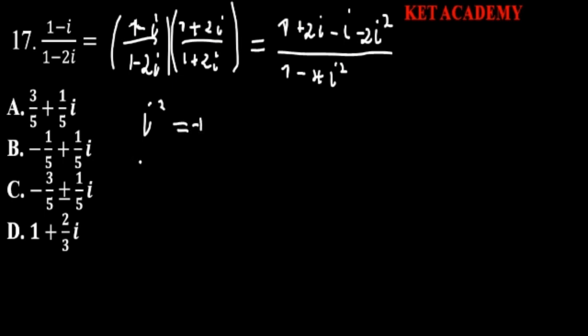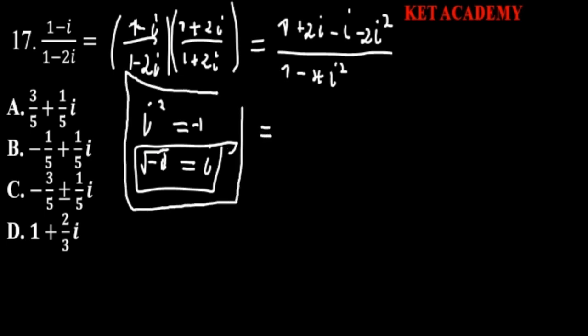From the basic definition of a complex number, the square root of minus 1 is equal to i. So from this definition, we see that i squared will simply be minus 1. So here we are going to simplify our function by stating that we are going to have 1. 2i minus i will give us i. And now i squared is minus 1. So minus 1 times minus 2 gives us 2. Now divided by 1. Now i squared is minus 1. So multiplying by minus 4 gives us plus 4.